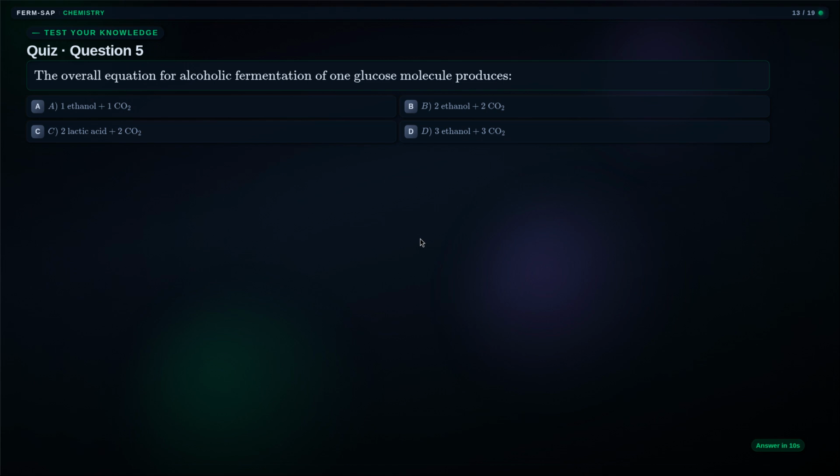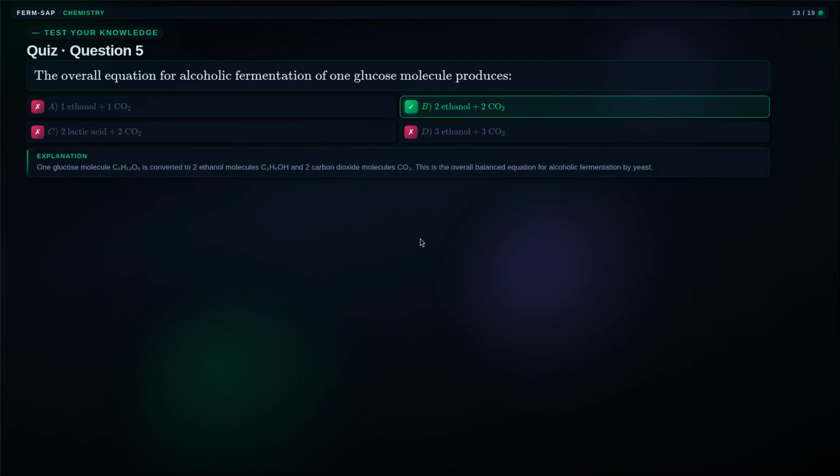The correct answer is B. One glucose molecule, C6H12O6, is converted to 2 ethanol molecules, C2H5OH, and 2 carbon dioxide molecules, CO2. This is the overall balanced equation for alcoholic fermentation by yeast.